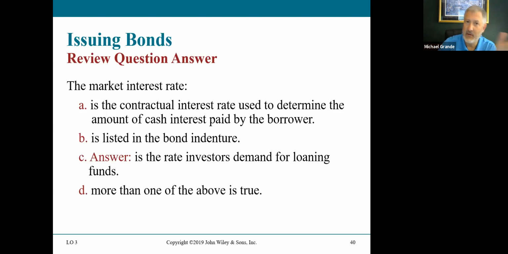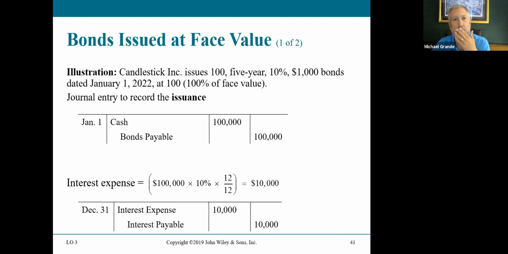Contractual versus market. Candlestick Inc. issues 100 5-year 10% $1,000 bonds dated January 1, 2022 at 100, which is a percentage of the face value. When they issue the bonds, there's your transaction. They receive cash, they have an obligation to pay the bond payable.